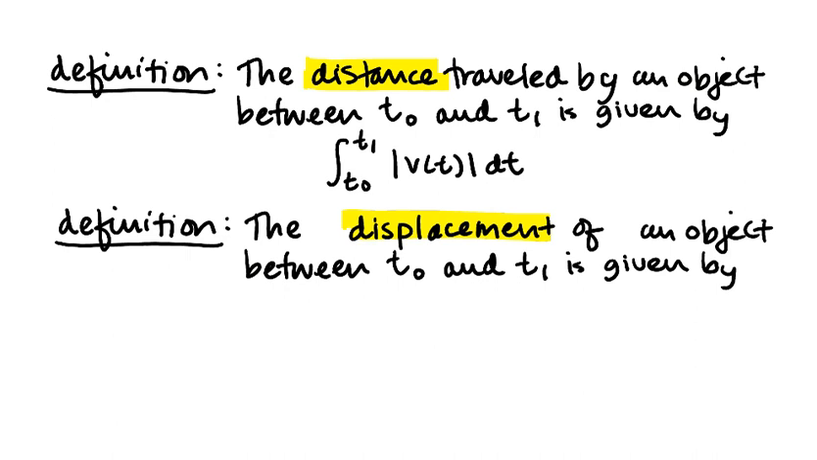And then the displacement of an object between t0 and t1 is going to be given by the integral from t0 to t1 of just regular v, because it will count negative velocity as negative.